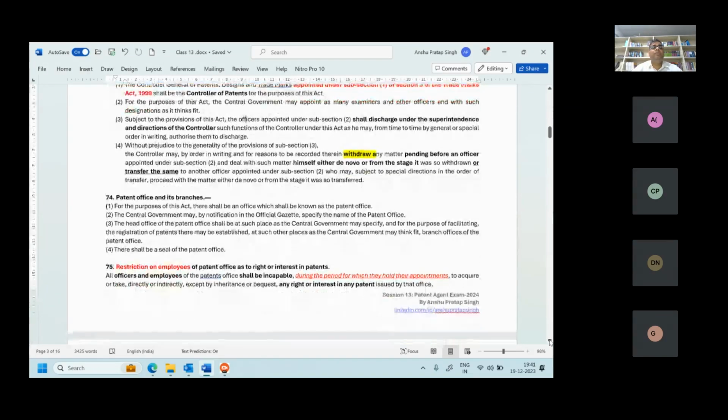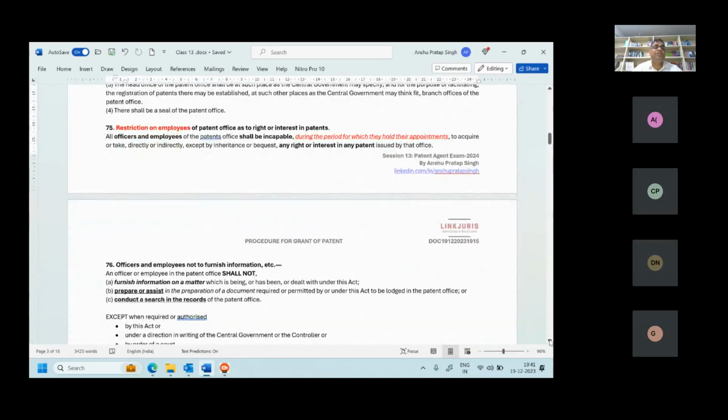Then comes restriction on the employees of the Patent Office. This also we have discussed: all officers and employees of the Patent Office shall be incapable, during the period in which they are holding their appointment, till they are in employment with the Patent Office, of taking direct or indirect interest in any patent, except what they get by inheritance or bequest.